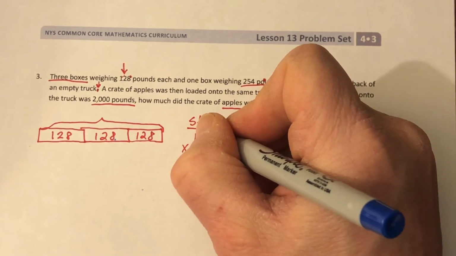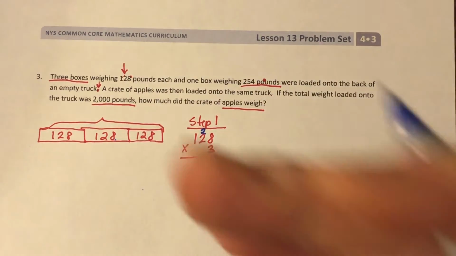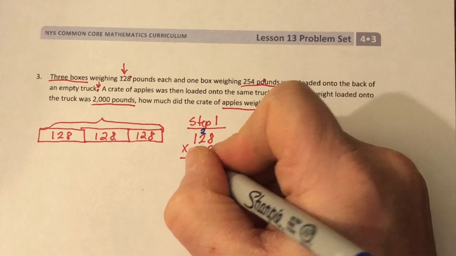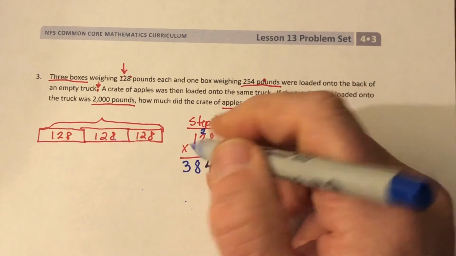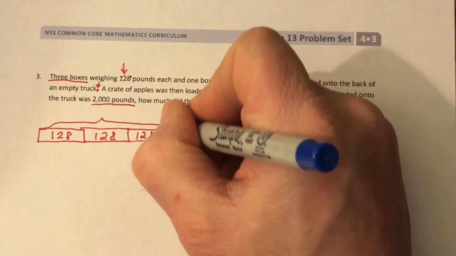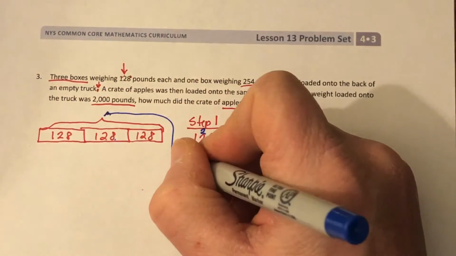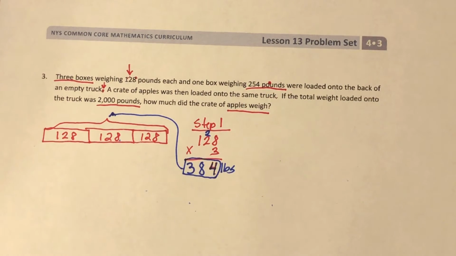Carry the 1, the 2. 3 times 2 is 6, plus 2 is 8. 3 times 1 is 3. All right, 384 pounds. That's how much that is. So this came out to be 384 pounds. Okay, so I figured out how much those 3 boxes weigh. I'm good.